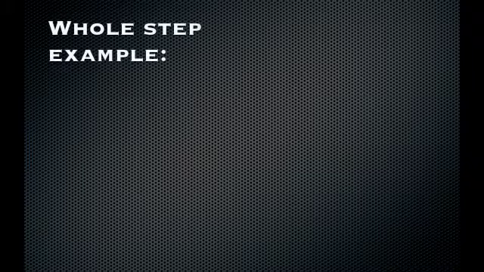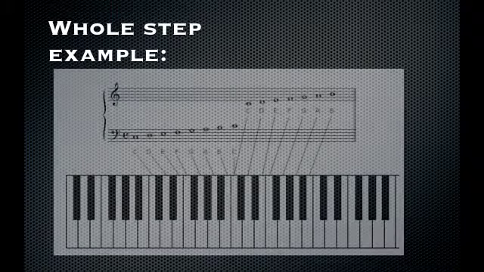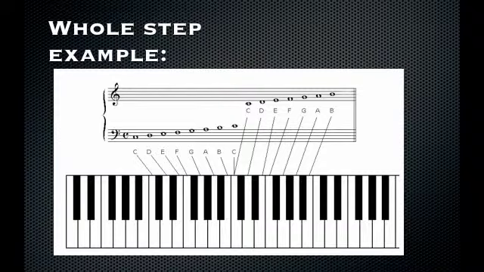Okay, let's look at a whole step example. We got our piano here again, and this time I picked the letter C, middle C. Everybody knows where that's at. The whole step right above that is D. And then the easiest way to remember it is the half step in between it, which is C sharp or D flat. And that is a whole step.